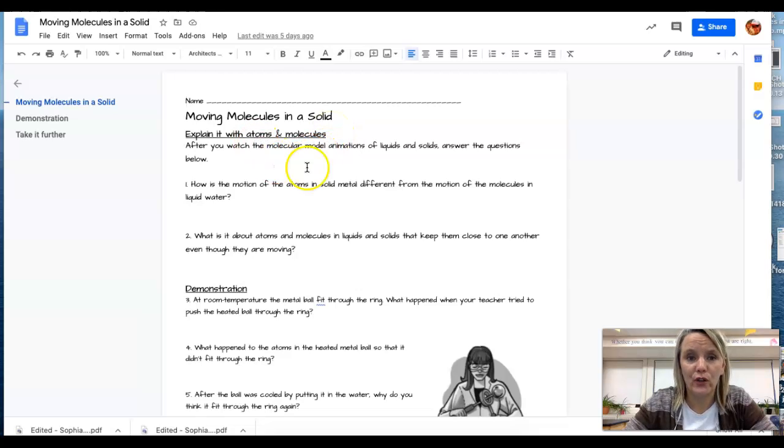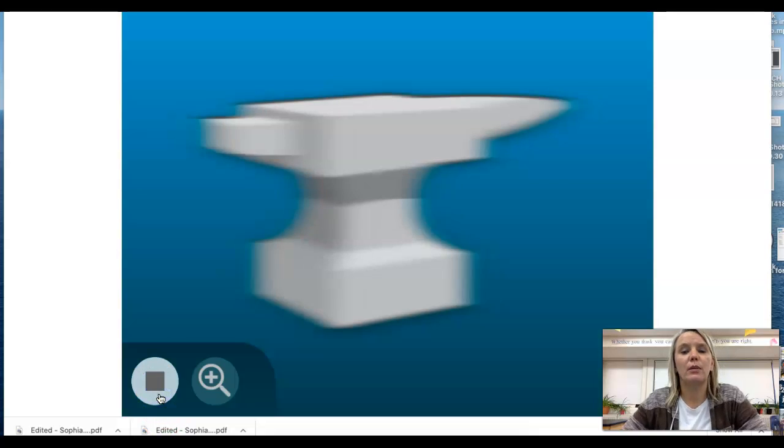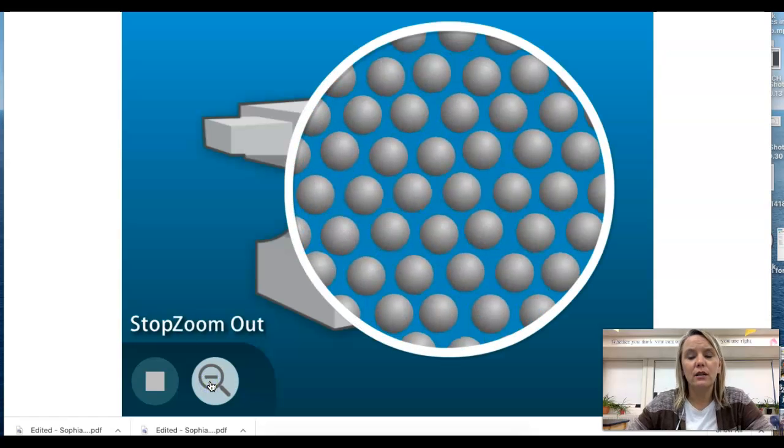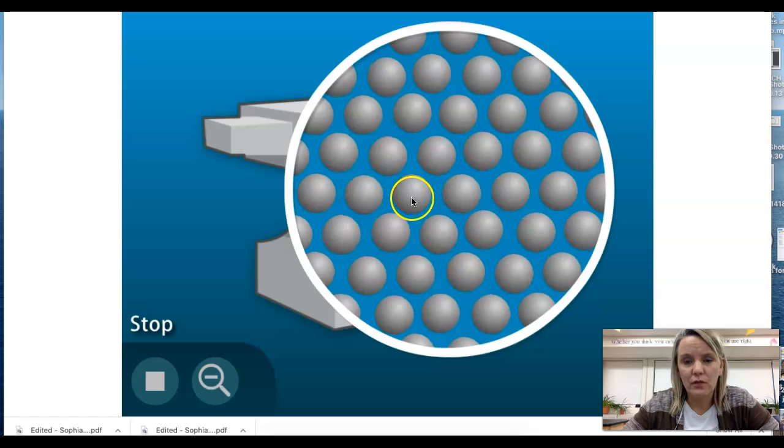I'm going to have to show you a few animations because I can't take a solid and zoom in and show you that. So we'll have to rely on some animations. We'll start with the particles of a solid. Okay, so I'll play this and we see a big metal object here. We can zoom in and you might notice a few differences between these molecules moving in a solid and how they move in a liquid, right? In the liquid, these molecules weren't just vibrating kind of in place. They were moving past each other, and here they stay fairly aligned.